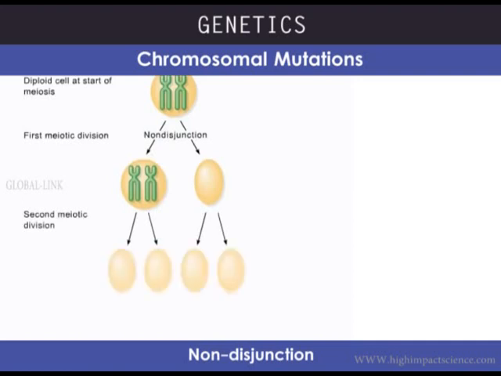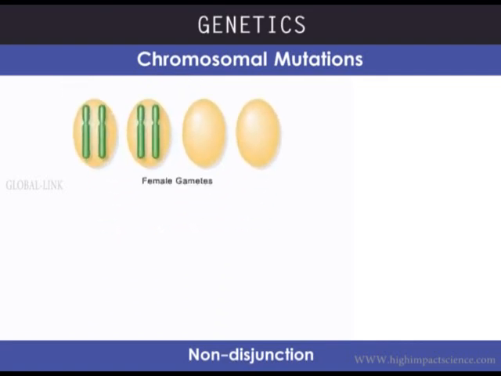When the cells divide during meiosis 2, the sister chromatids separate and go into 2 of the resulting cells. These 2 cells are abnormal because they contain 2 copies of these chromosomes instead of 1. The other 2 cells have no copies of the chromosomes.